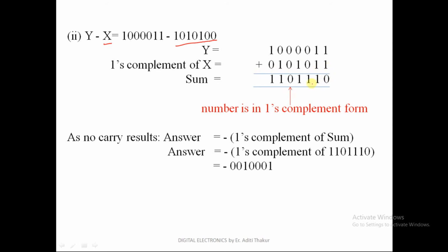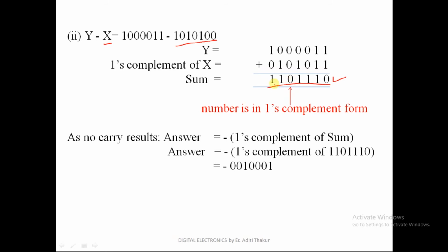Now here the second case will arise. That means in this sum we are not getting any extra carry. That means no carry results. When no carry results, then we have to take 1's complement of the sum which we got in the previous step, with a negative sign. Or you can say this is also your answer, but this answer is just in 1's complement form.